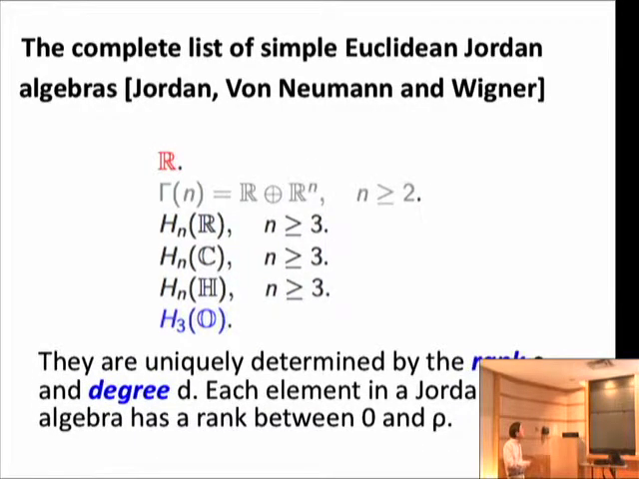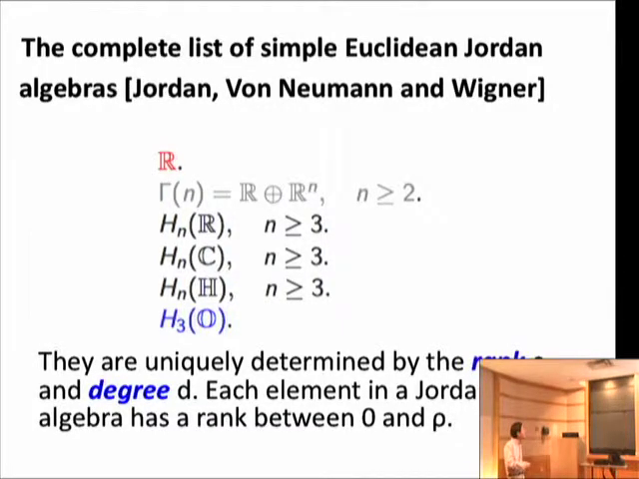Okay. By the way, those are uniquely determined by two things. One is called the rank, another is called the degree. What do I mean by the rank? For this matrix type, the rank is really this n, and this 3. And for this case, by the way, this can be viewed as a special case, n equal to 1. So this case, the rank is 1. For this case, the rank is always equal to 2.